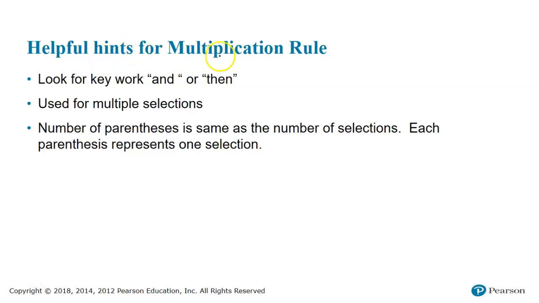Okay, a few hints I've compiled for the multiplication rule. Look for the word and, sometimes even the word then, because it's almost like it's implied and then something else is going to happen. Used for multiple selections. And then one thing I think will be very helpful as you go forward with this is the number of parentheses is going to be the same as the number of selections. So if you have 5 selections, you're going to have 5 parentheses or the equivalent of 5 parentheses. And you'll understand what I'm talking about when we get a little further into this.